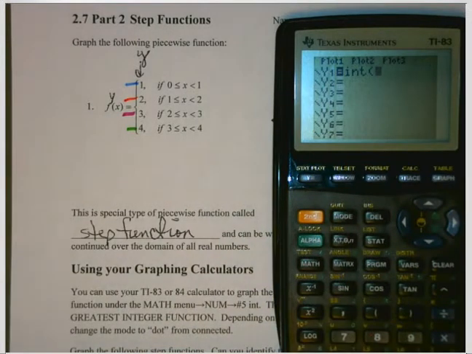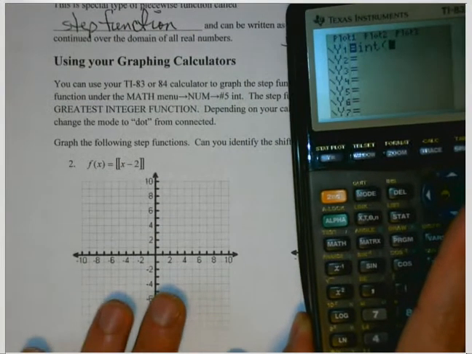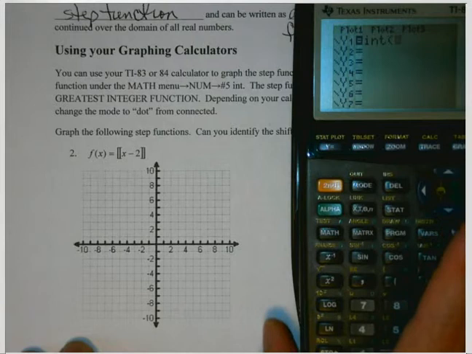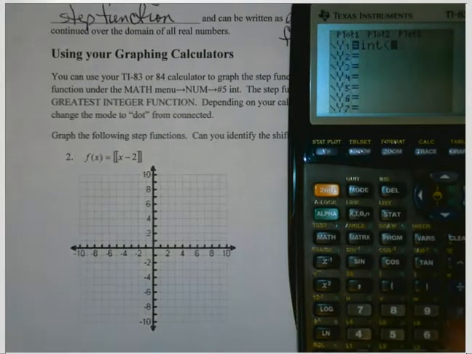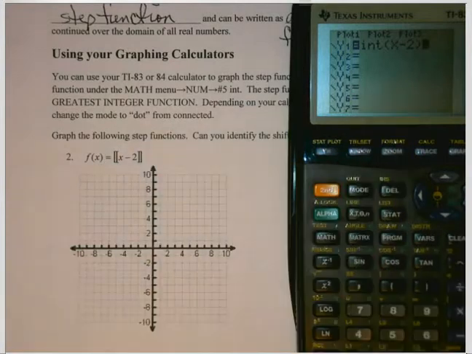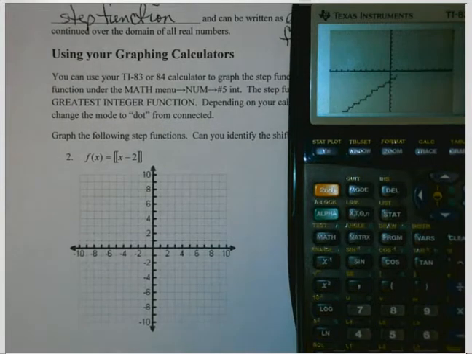That's better. Okay, now we've got our greatest integer function working. So if we move this up and take a peek, we want to type in x minus 2. We don't have to have the fancy looking symbols out there. This will do us just fine. So if I do that and I hit enter, graph it.